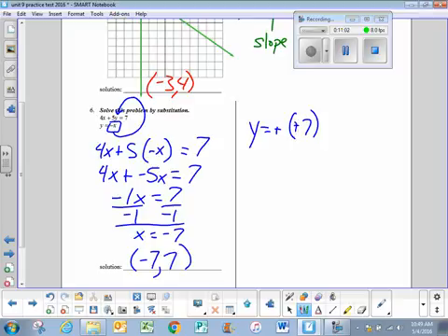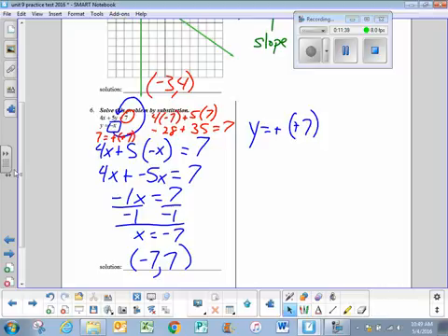Now, don't forget you can check every single one of these. What's 4 times negative 7? Negative 28 plus 5 times 7? 35. What is negative 28 plus 35? 7. Is that what it's supposed to be? Yes. Let's check the second one. Does 7 equal negative 7? Yes. So check. It works in both.